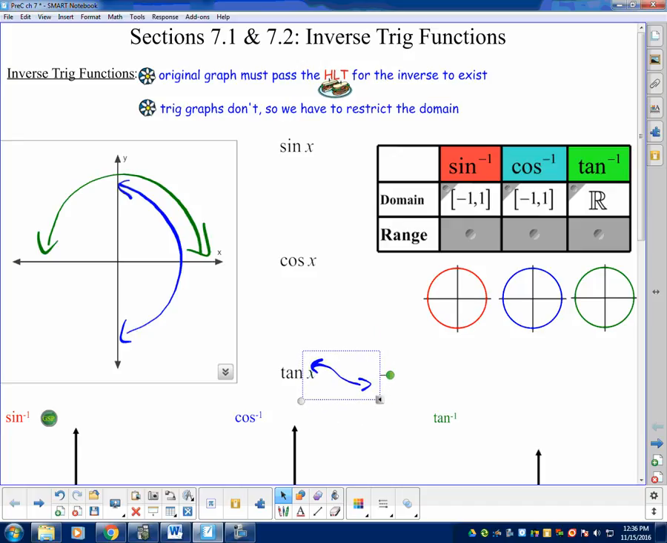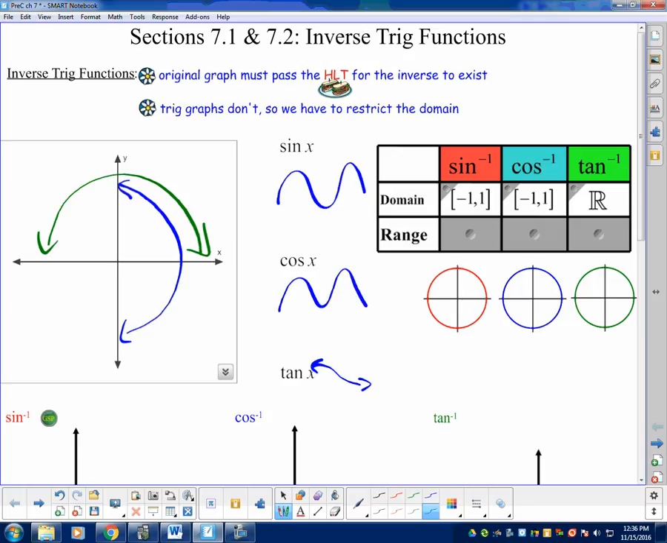Whereas with sine, we've got to somehow limit it, and so we end up limiting it between -1 and 1. And same thing with cosine. Cosine looks just like sine, just starts at a different place with respect to the origin. So the range, or the outputs for inverse sine, are between -π/2 and π/2.